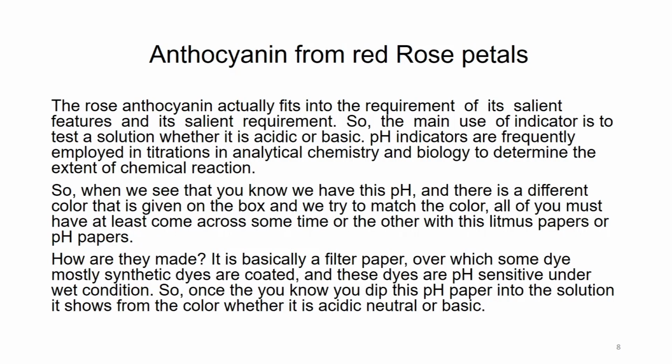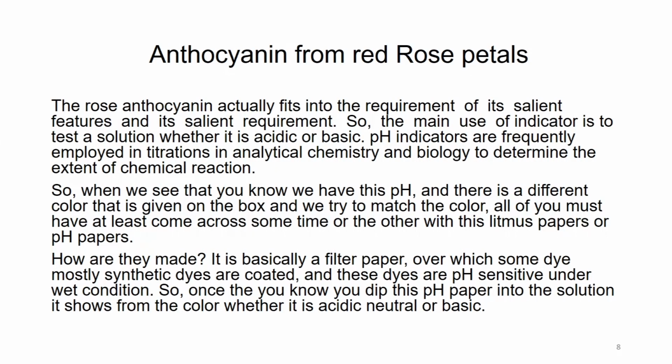So, suppose in the laboratory we do not have a pH meter, which of course is quite unlikely because it is the smallest equipment that each laboratory has. But in case we do not have one, if we are working in the field and we have an anthocyanin solution, we can test with the help of this anthocyanin. pH indicators are frequently employed in titrations in analytical chemistry and biology to determine the extent of a chemical reaction.